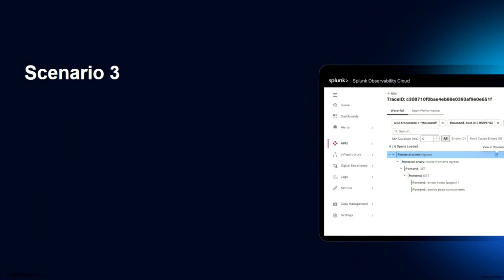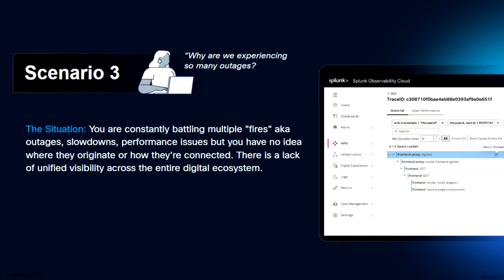Now for scenario three, this right here is one that we tend to hear the most often from leaders. You're constantly battling fires, outages, slowdowns, performance issues, weird in-a-minute problems that are showing up on a random Tuesday afternoon and are absolutely gone by Wednesday morning. So your teams are just exhausted by this point. And the worst part is you have no idea where these issues originate or how they're connected.